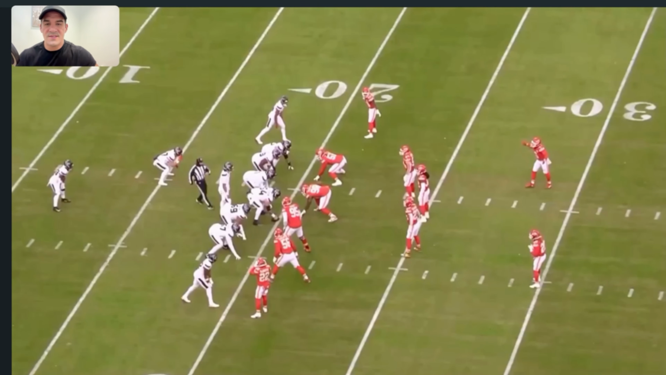Okay, here we go. Kansas City versus Houston. This is the playoffs divisional round, and this is Houston's first possession after Kansas City scored on their opening drive. So this is going to be 1st and 10.